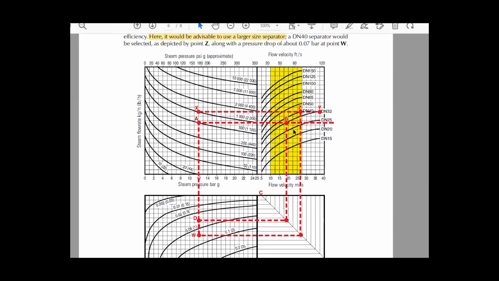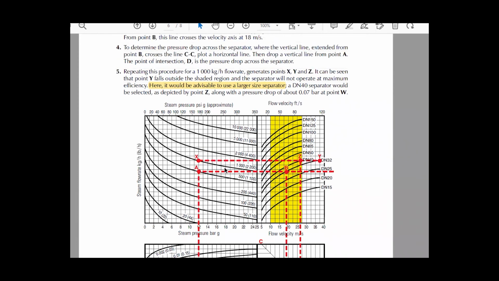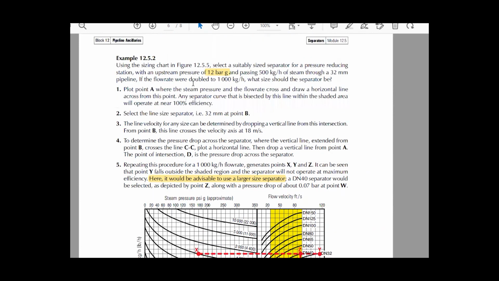So my steam pipe is DN32. If I locate it in this shaded area, I am in the safe region and my separator has a high efficiency. So at 12 bar, I will select the separator according to pressure and mass flow rate. I will select the size of the separator, the size of flanges, and size of pipes according to pressure and mass flow rate. In this example, I have an upstream pressure of 12 bar and 500 kilograms passing.